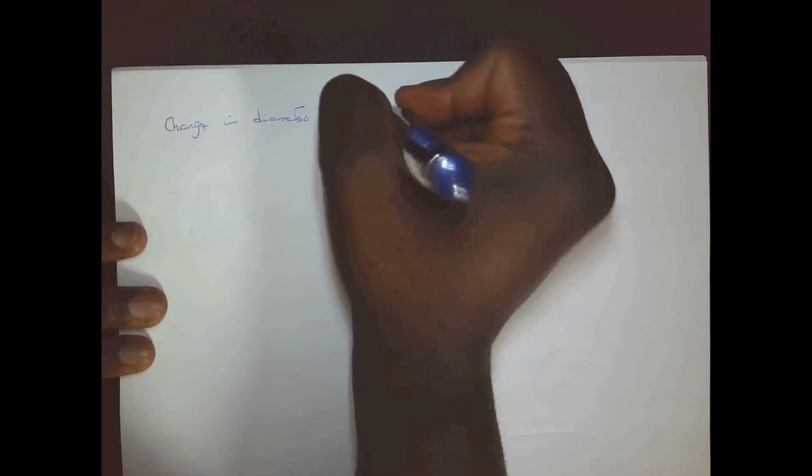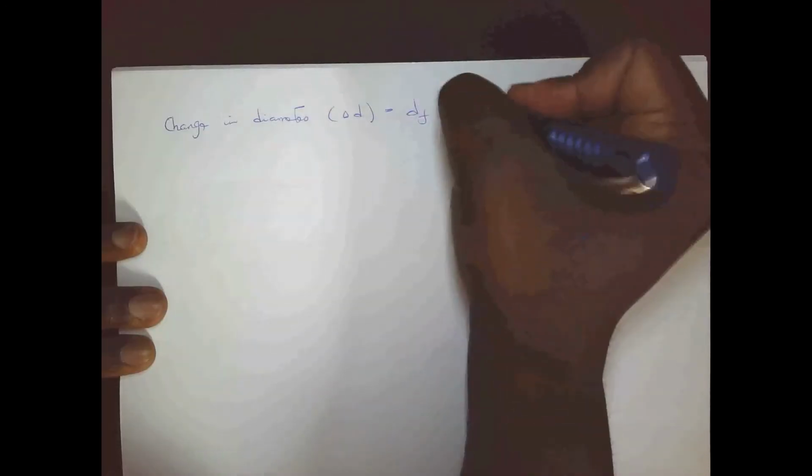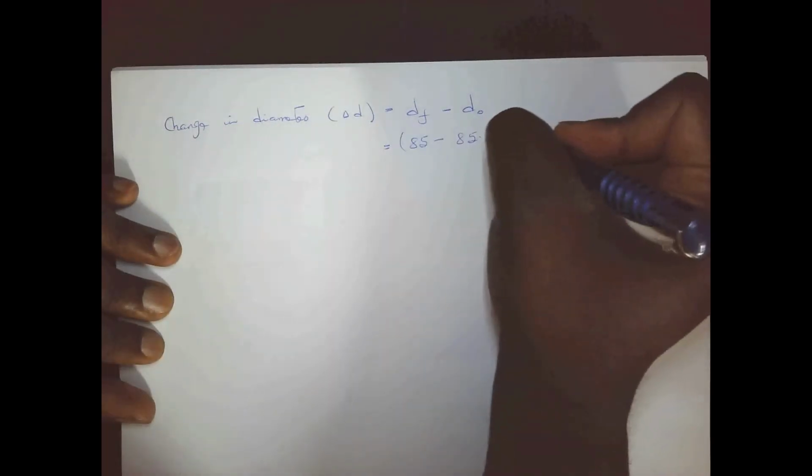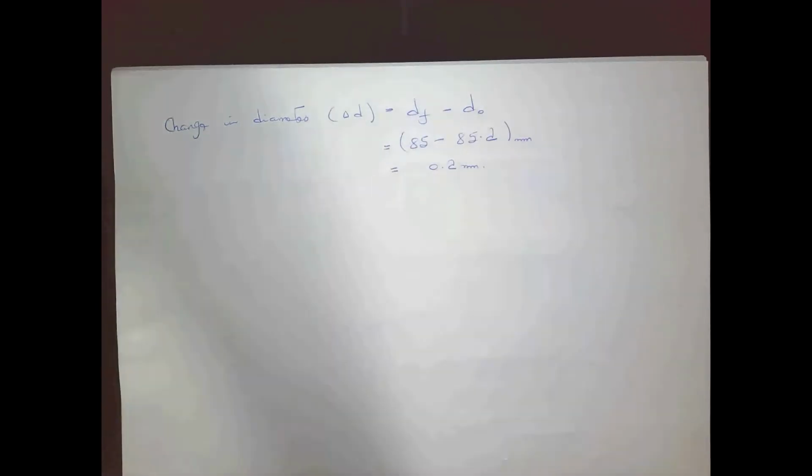It's very important that we do this in such a way that we get an answer that characterizes shrinkage. So the change in diameter, delta D, will be equal to the final diameter, which is the shrunk diametric span of the shaft, minus the original. That will be 85 minus 85.2, and this will give us minus 0.2 millimeters. If you want to convert your length from millimeters into meters, it is up to you. But the most important variable here is the change in temperature.